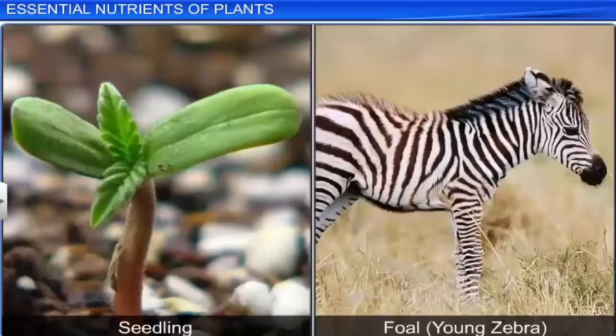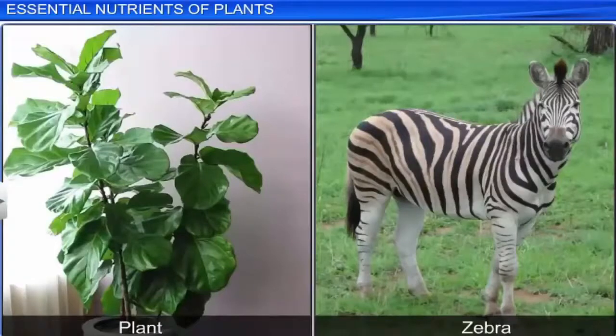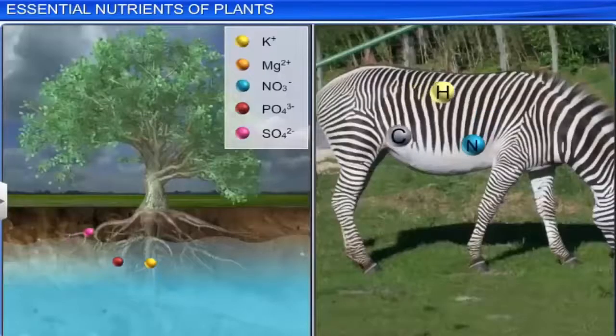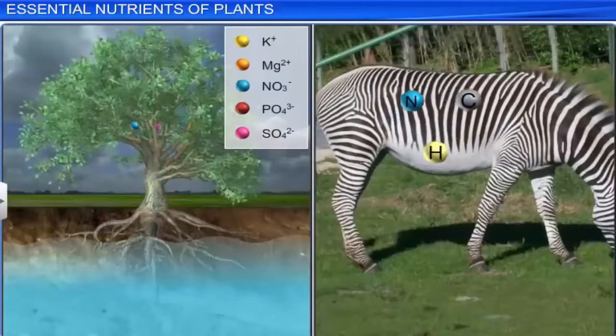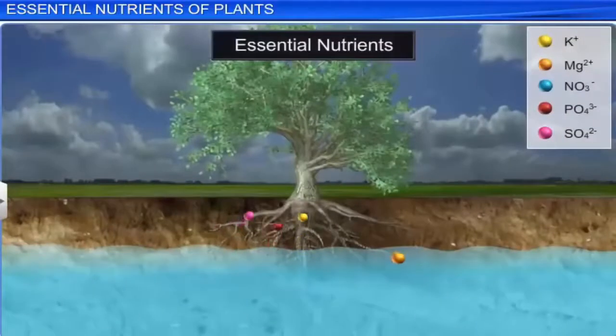Plants and animals require nourishment for growth. This nourishment is provided to them in the form of chemical substances called nutrients. Let us learn about the ones that are essential for the growth of plants.